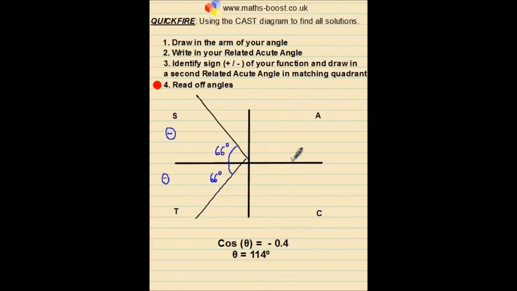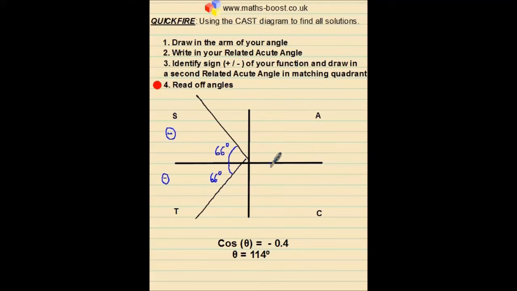Step 4, we read off the angles, always starting from the positive x-axis, rotating counterclockwise for positive angles. 114 degrees, 246 degrees, and if we cycle around through 360, we arrive at 474 degrees, and you can cycle around as many times as is necessary.